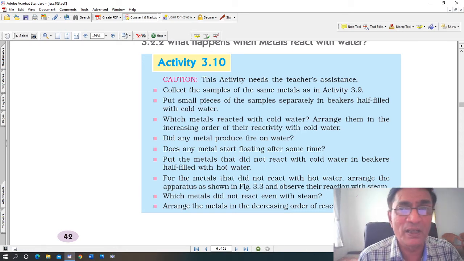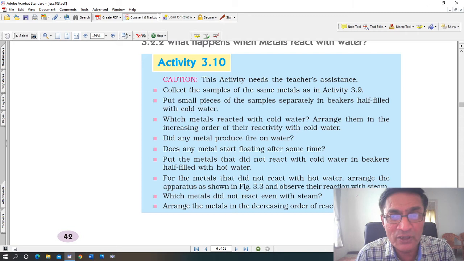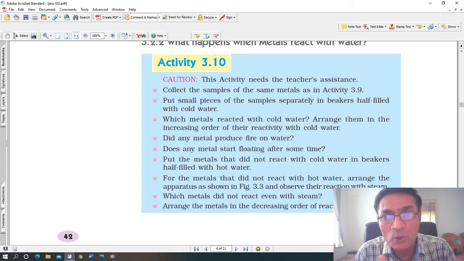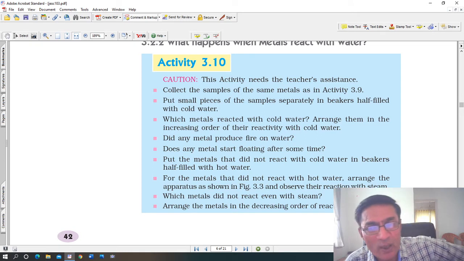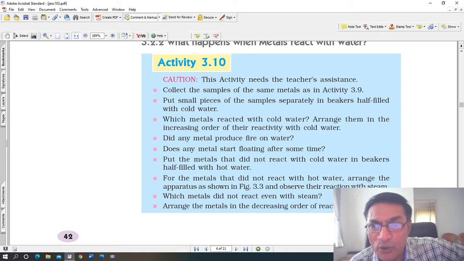For example, अगर कैल्शियम है, कैल्शियम starts floating because जब वो रिएक्ट करते हैं ना वाटर के साथ तो हाइड्रोजन गैस निकलता है. ये हाइड्रोजन के बबल्स हो जाते हैं पानी में, और उसके साथ कैल्शियम मेटल के टुकड़े, उसके साथ पाउडर, उसके साथ स्टिक हो जाता है. सो कैल्शियम विल स्टार्ट फ्लोटिंग ऑन द सरफेस ऑफ वाटर. डिड एनी मेटल प्रोड्यूस फायर ऑन वाटर? डज एनी मेटल स्टार्ट फ्लोटिंग आफ्टर सम टाइम?